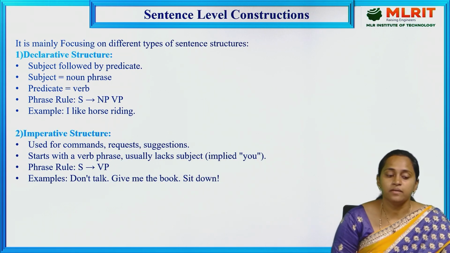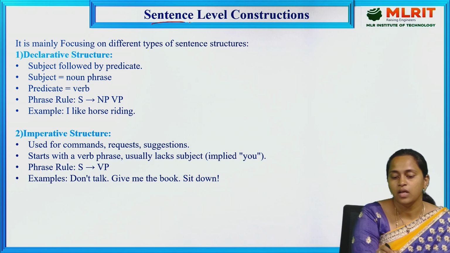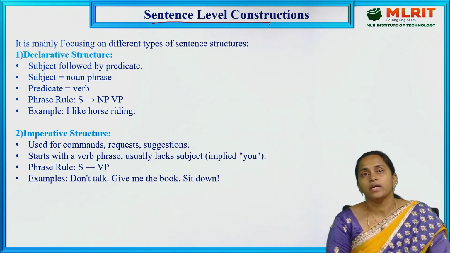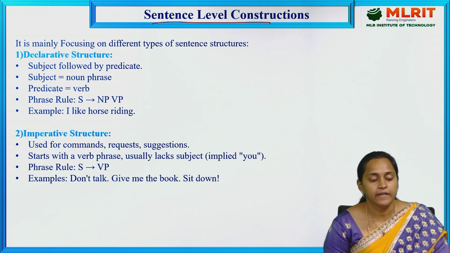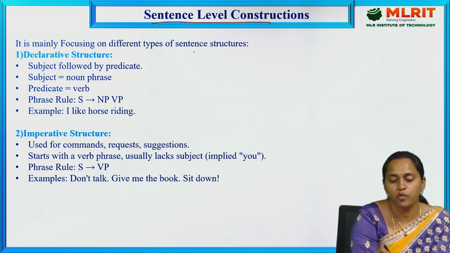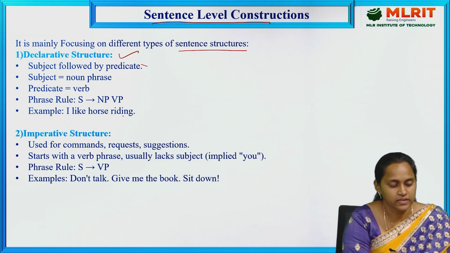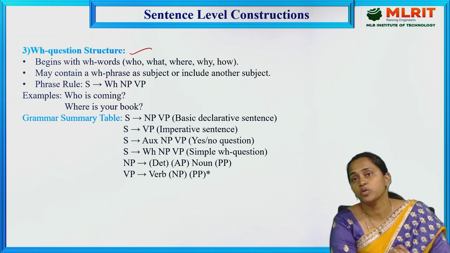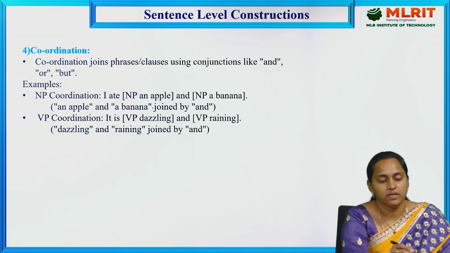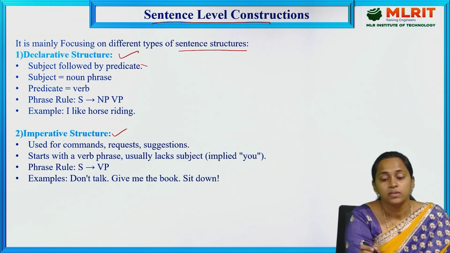Next, let's see the second one in constituency parsing: sentence level constructions. How are we writing sentence level constructions? It is mainly focused on different types of sentence structures. What is the first one? Declarative sentence, imperative structure, WH question, that means question and answer structure. Next one, coordination. These are all sentence level constructions.